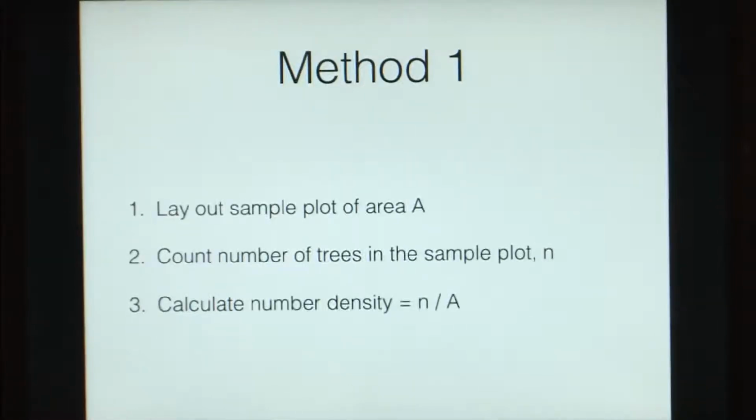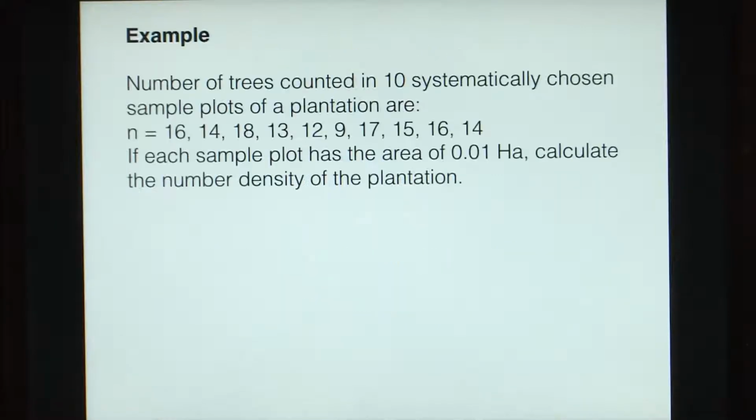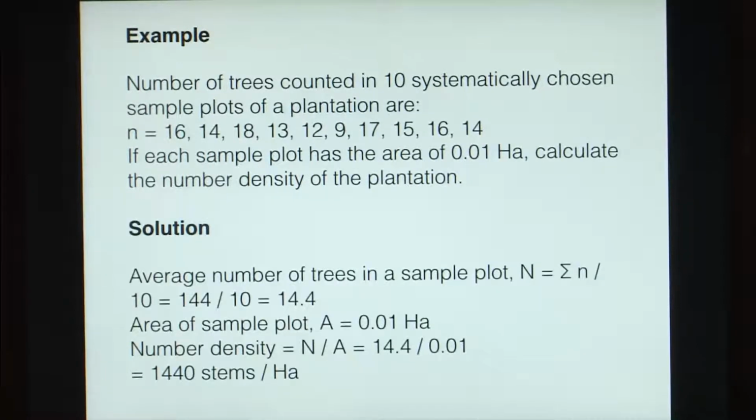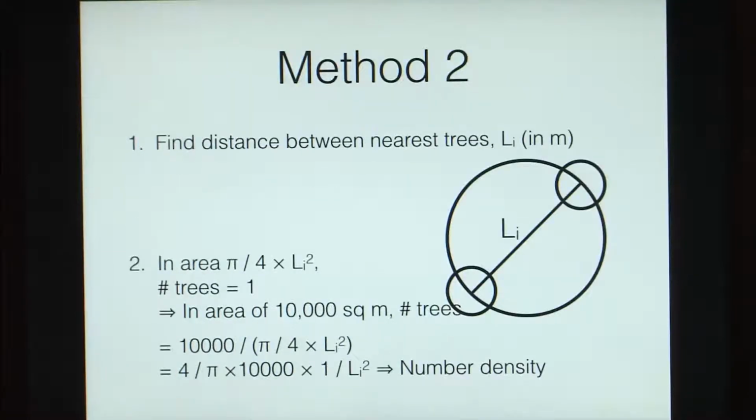So, the first method, which is the simplest method, is to lay down a sample plot of a fixed area, count the number of trees and then calculate the number density as n by a. Now, in this case the area of the sample plot should be in hectares to get a number density in number per unit hectare. We also looked at an example problem and how to solve it, and we also derived another equation for the second method.